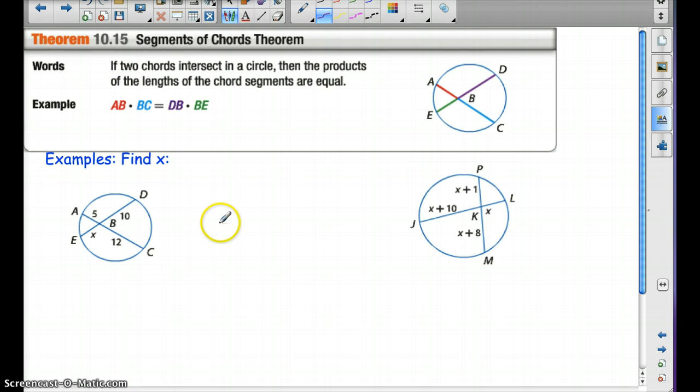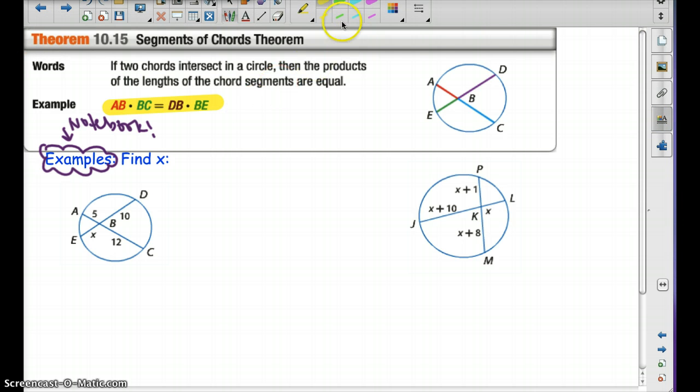So here's theorem 10.15. I want you to write this down in your packet, and I want you to do the examples in your notebook. Okay? It's the only way we're going to get better. What this theorem is saying is that you can multiply the two chord segments and they will be equal to one another. So we can use this theorem to find x in these next two examples that you're going to write down in your notebook.